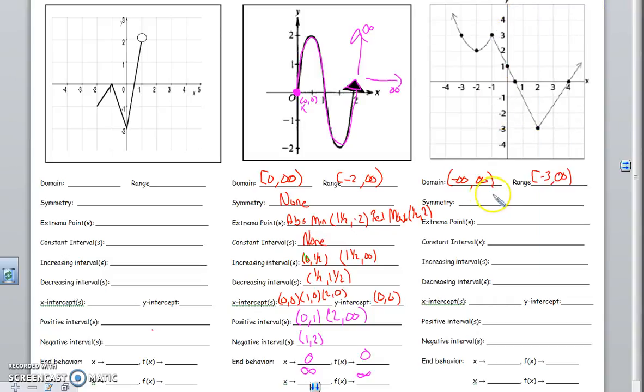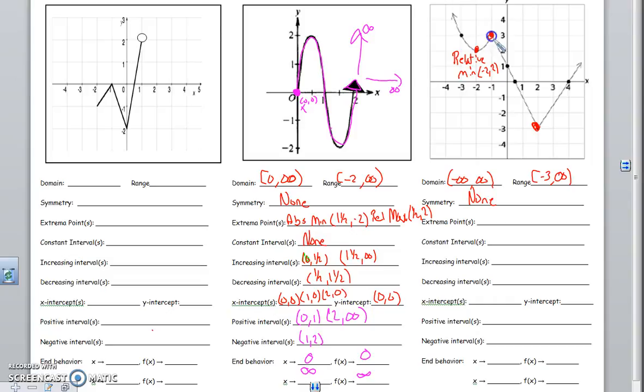So moving on. Symmetry, there's none. Extreme points, there are several here. So let's look where it bottoms out or tops out. And for this, since we kind of ran out of room here, I'm just going to write them up here. This point right here would be a minimum. And because there's a point lower than it down here, this is a relative minimum. And that point right there is negative 2, positive 2.